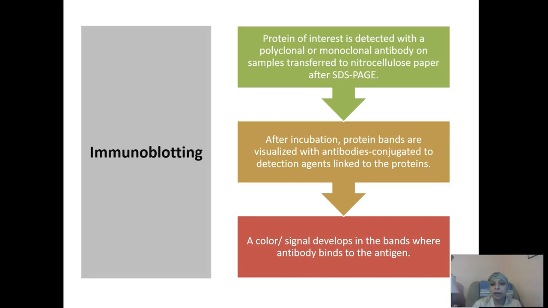If you remember, last time we talked about SDS-PAGE and how it separates proteins by their molecular weight alone, and then we can transfer those separated proteins onto a membrane and detect them using antibodies. After incubation with the antibody, the protein bands are visualized using a secondary antibody to enhance the signal, which is also conjugated to some detection agent so that we can develop it and look at the signal produced by those proteins.